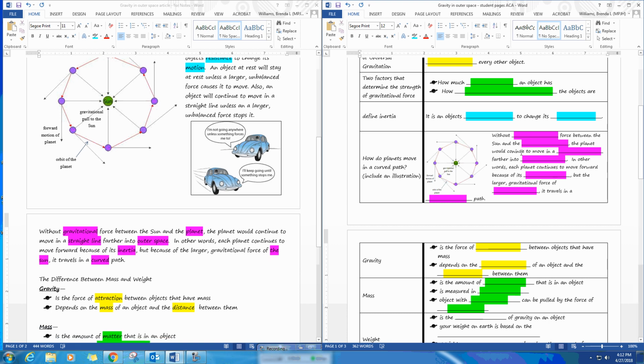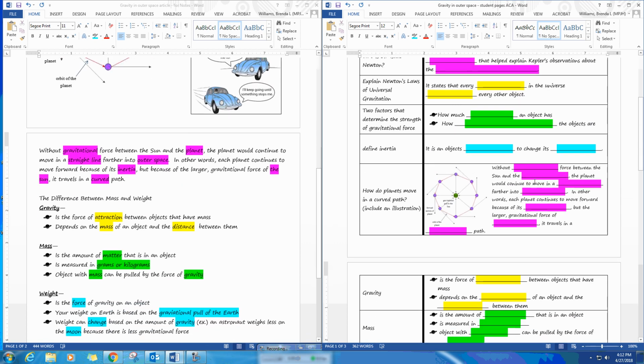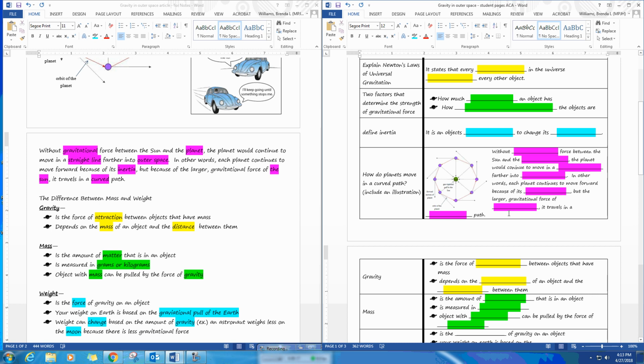So now you need to come over here to your note sheet. Let me bring this up a little. And you need to copy all those purple words. There's a bunch of them. So go ahead and pause the recording again. And when you're through, start it up and we'll move on to some definitions for you.